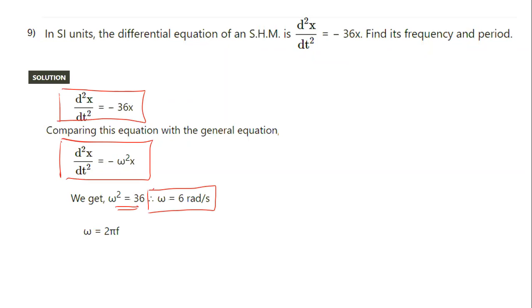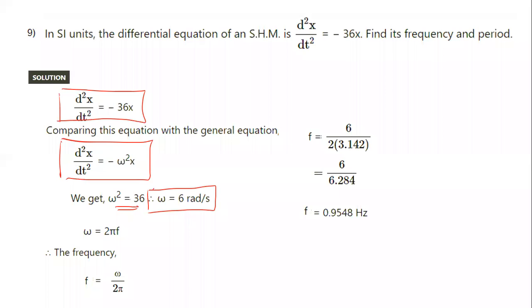Now we have to find out the frequency. So omega is 2 pi f. So frequency is omega upon 2 pi. Now let me substitute omega and we solve this one. Omega is 6. So 6 upon 2 into pi, which is 3.142. Then we get 6 upon 6.284. And this division comes to 0.9548 hertz. And this is the frequency.